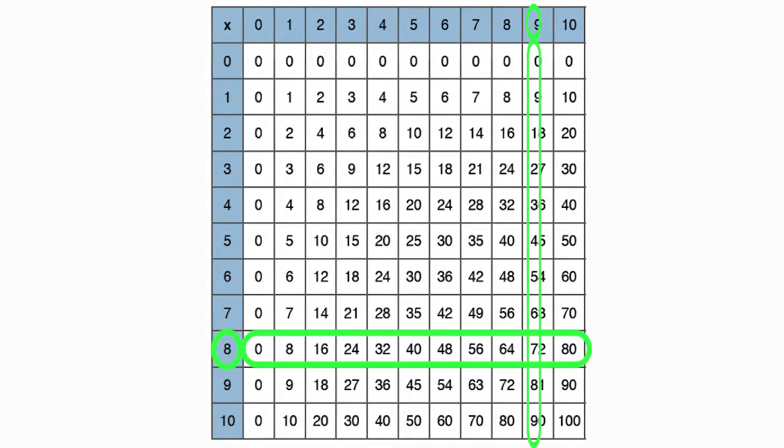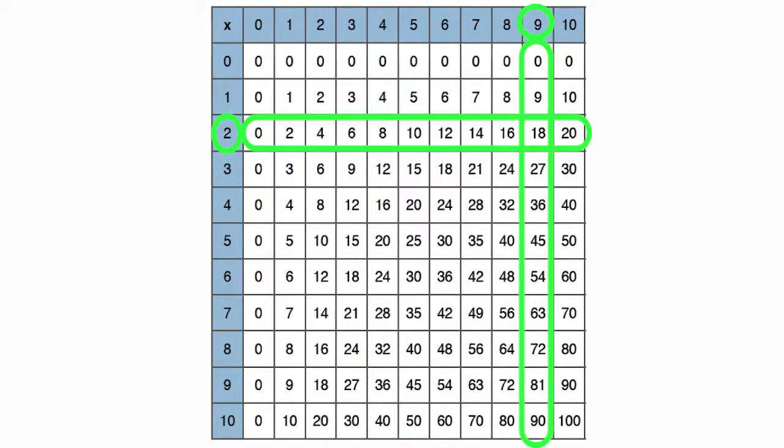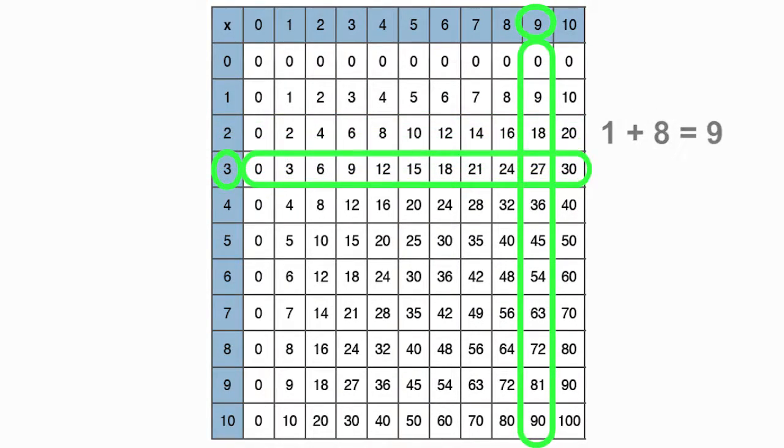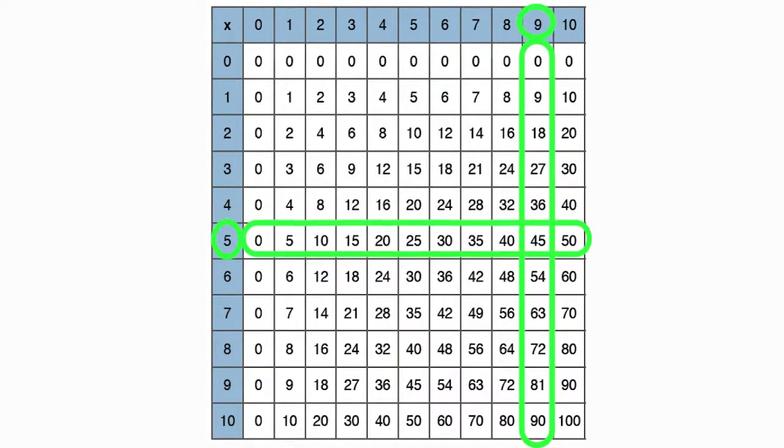Looking again at our 9 times facts, what is the sum of the digits? 9 times 2 is 18. What is the sum of 1 plus 8? 9 times 3 is 27. What is the sum of 2 plus 7? 9. Is that true for all the times 9 products on the chart? Do all the digits of the product add up to 9?